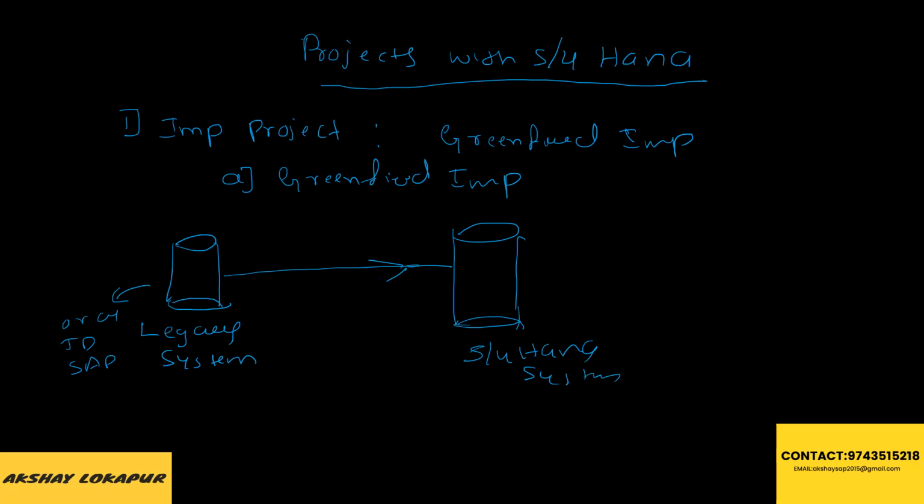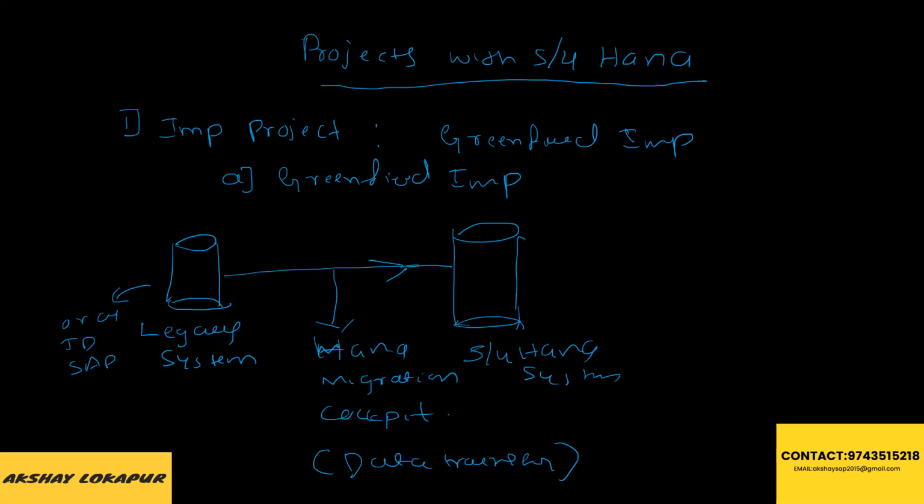So how will we do the greenfield implementation? We have the HANA migration cockpit. Here we'll do the data transfer. Usually greenfield means everything is freshly implemented. If there is some data you want to move, we'll use the HANA migration cockpit. Many things come in that, LTMC and all. We'll see in coming topics.